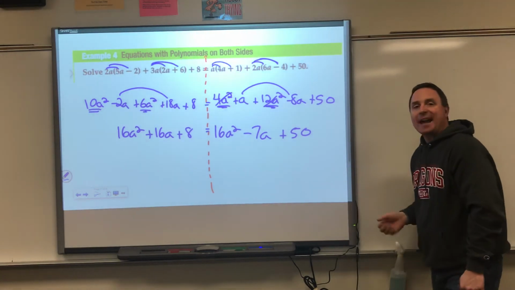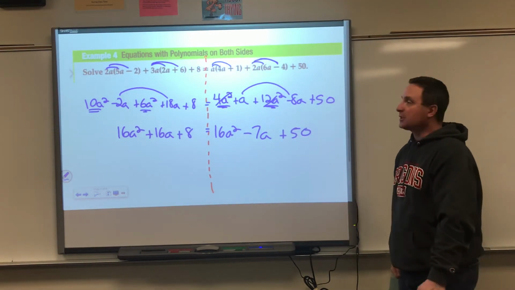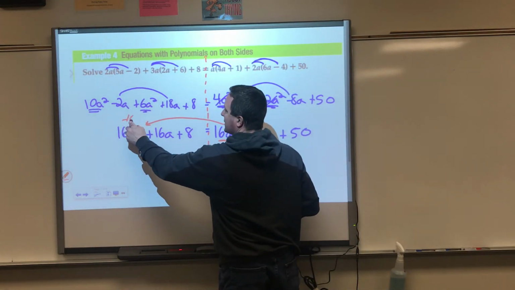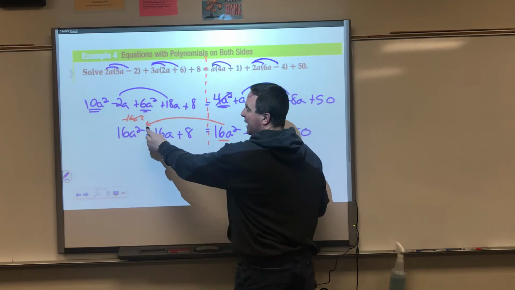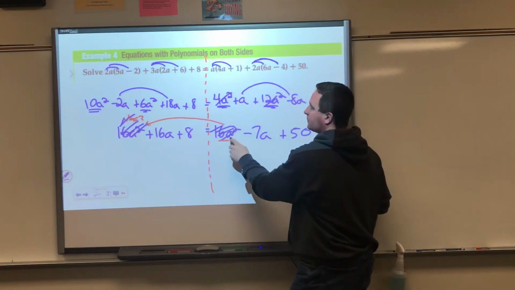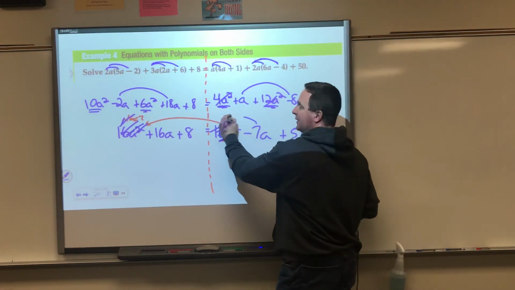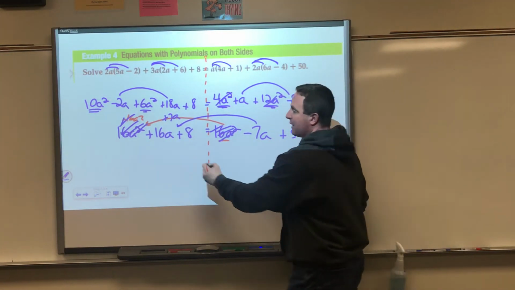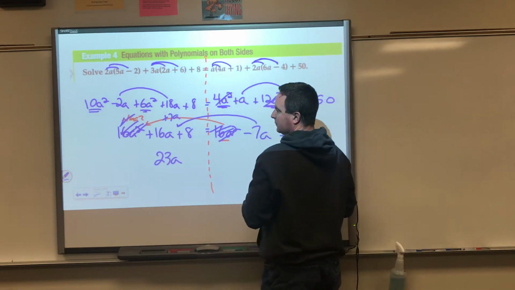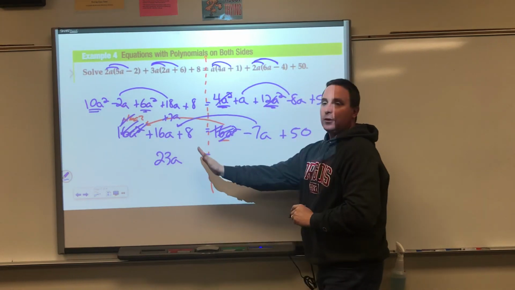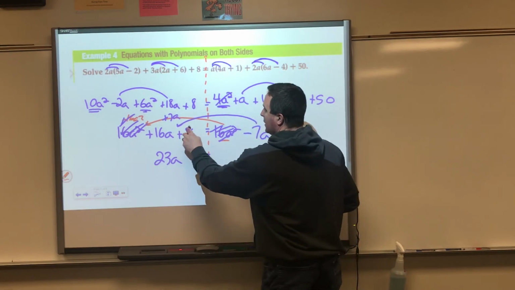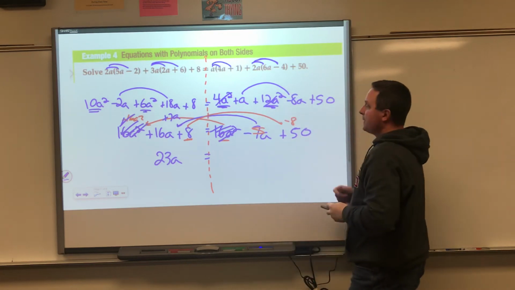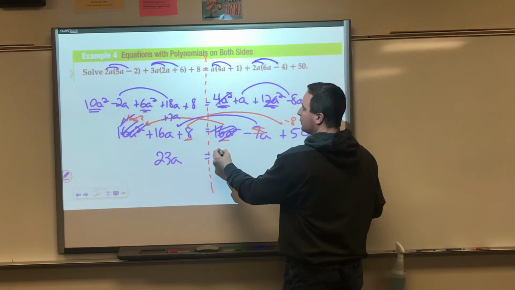Well, now let's get all our a's on the same side, and let's go with the theme here. Let's go left. What if I take this 16a squared and I move it over here and I subtract 16a squared? Well, they cancel out again, they're gone. If I take this 7a and I move it over to the other side, I'm going to add 7a. And 16 plus 7 is 23a. Okay? And at the same time, if I only want a's over here, I don't want this 8. So I'm going to subtract the 8 to the other side. And 50 minus 8 is 42.